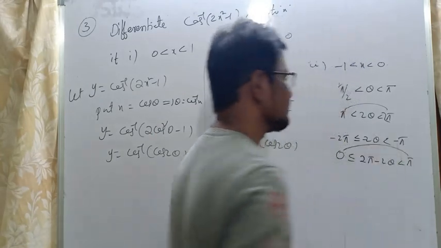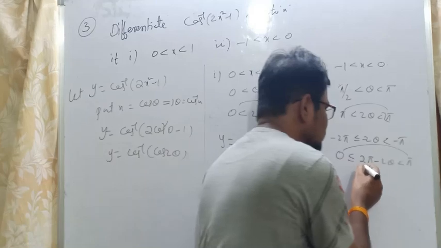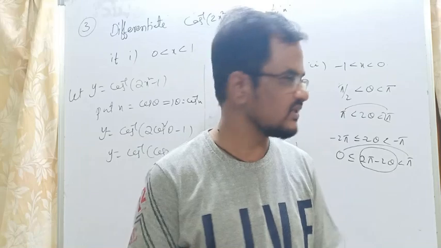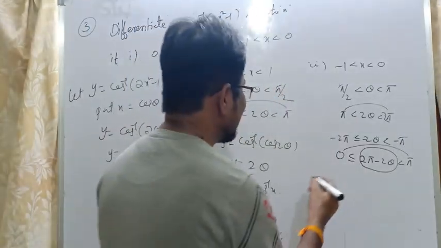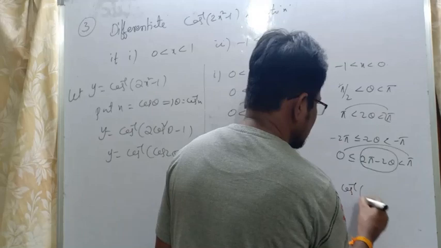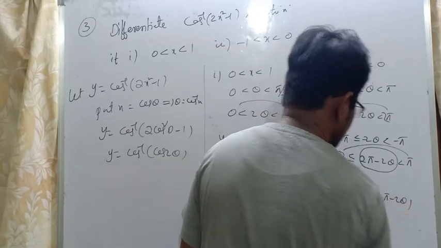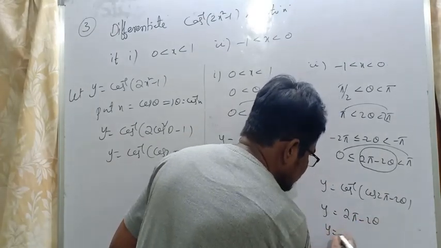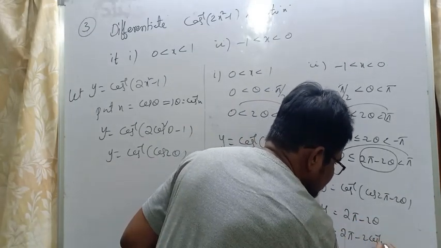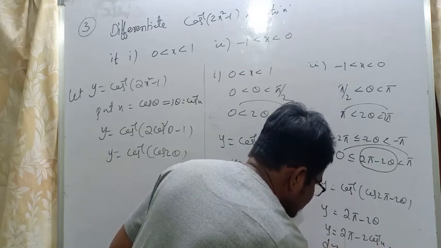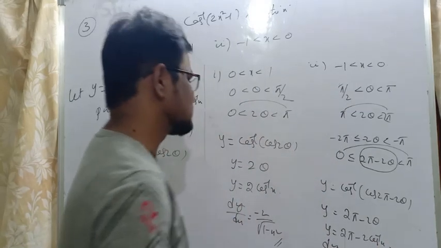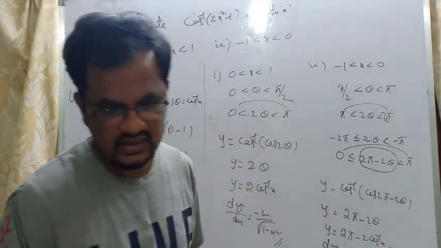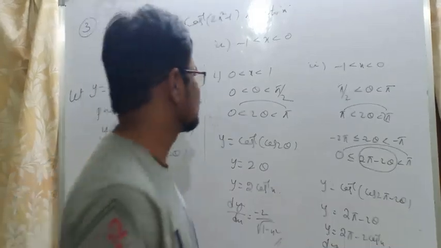Now it is the range of cos inverse x, and cos of 2 pi minus 2 theta, 2 pi minus, is the fourth quadrant. So in the fourth quadrant definitely it is positive only. So that's why replace: y equal to cos inverse of cos of 2 pi minus 2 theta, that is y equal to 2 pi minus 2 theta. So y equal to 2 pi minus 2 into cos inverse x. Differentiation: dy by dx equal to 0 minus, so minus of minus plus 2 by root of 1 minus x square. So our answer is 2 by root of 1 minus x square.